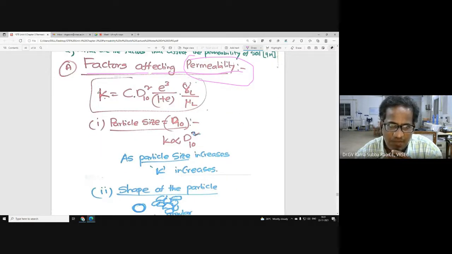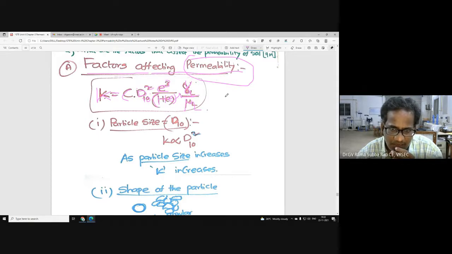Here you see we have an equation actually. K is equal to the coefficient of permeability of soil. K is equal to C into D10 square, and many of you know what D10 is, the effective particle size. In fact, D10 is the particle size corresponding to 10% finer. D10 square into e cubed by 1 plus e, into gamma of the pore fluid by viscosity of the pore fluid. Here you see we are discussing flow through soils.